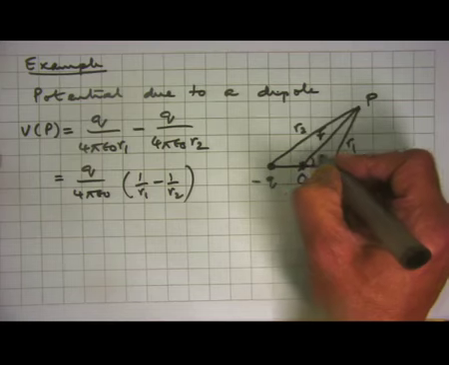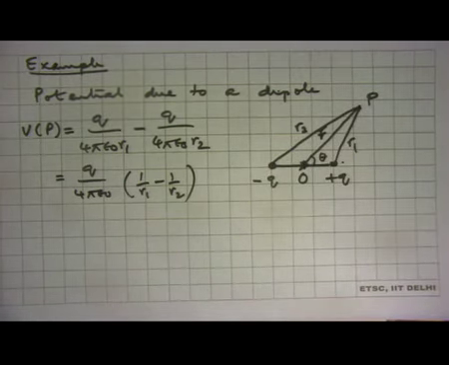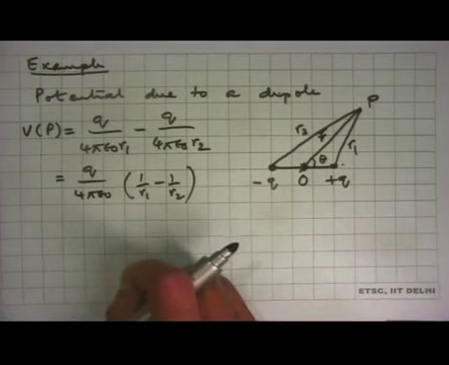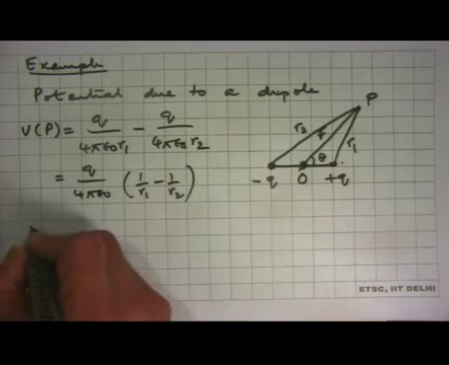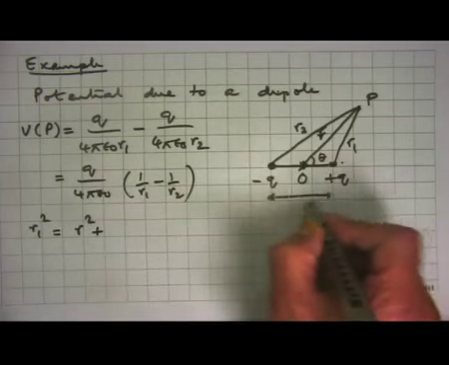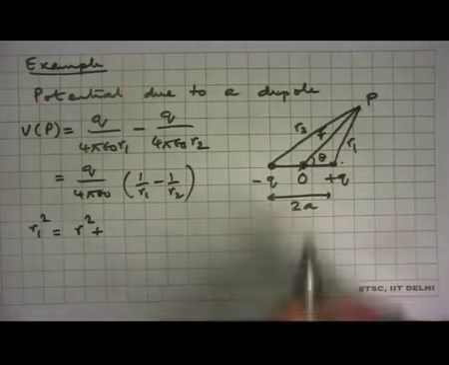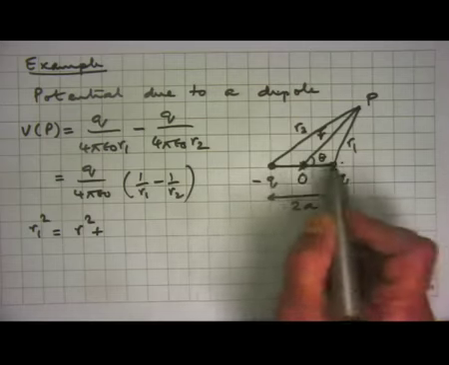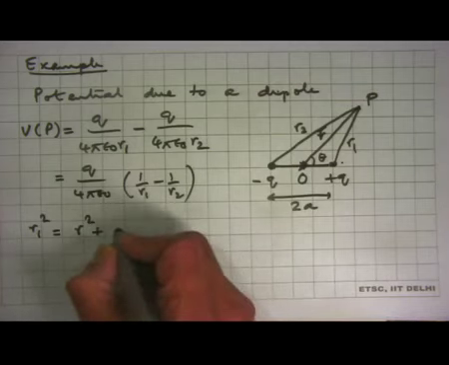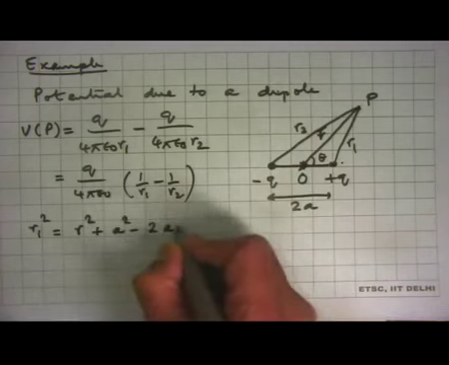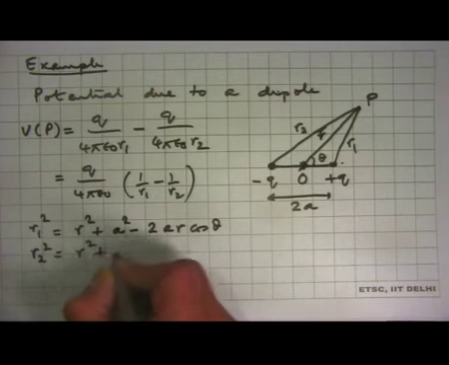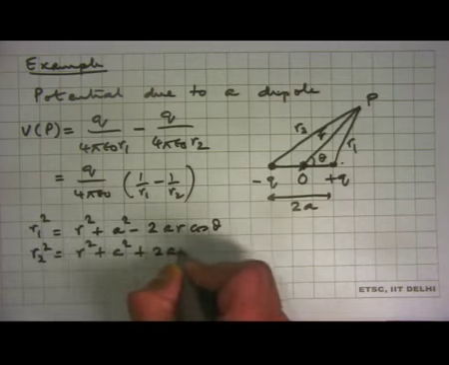Now, let me call this angle theta. You have all done geometry and calculated the relationship between the various lengths of a triangle. So, r1 square is equal to r square plus a square minus 2ar cos theta, and r2 square is equal to r square plus a square plus 2ar cos theta. Remember we had marked a dipole as two equal and opposite charges, and 2a is the separation between the two charges.